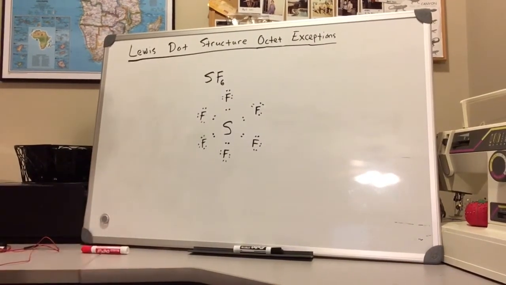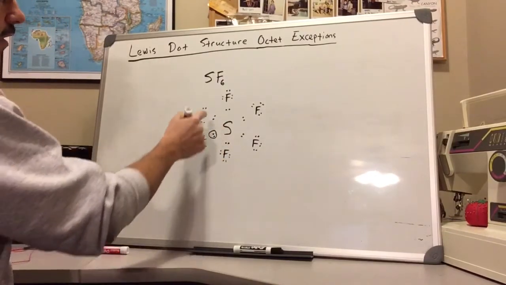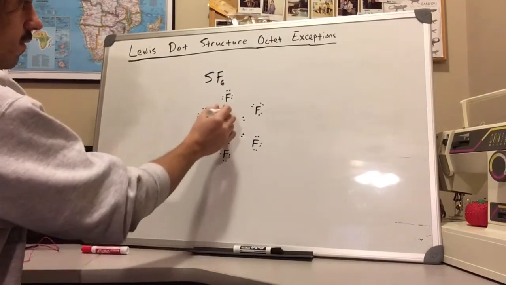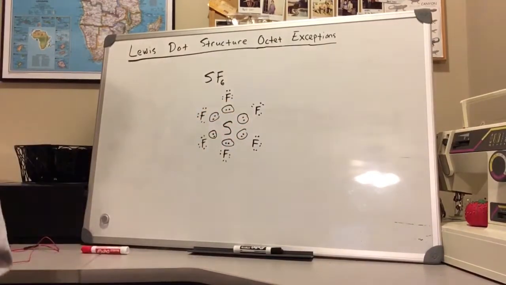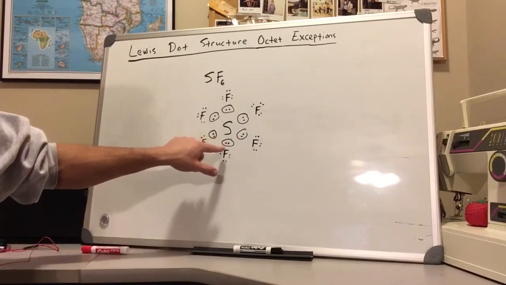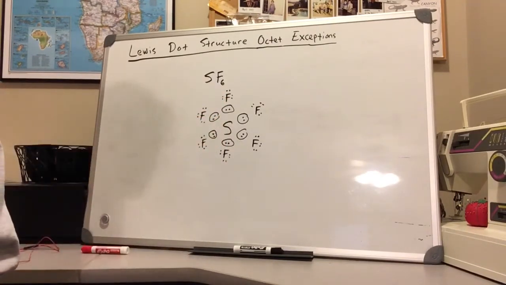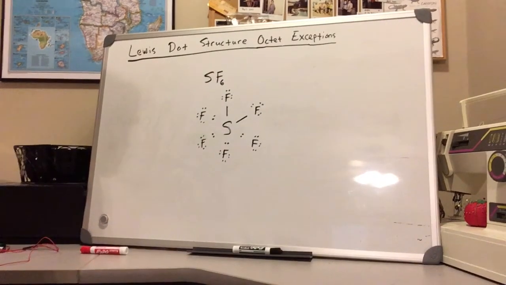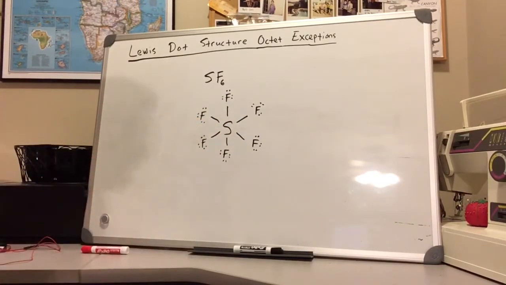In each of these instances, these 2 electrons are being shared by sulfur and fluorine. These 2 are being shared by sulfur and fluorine. These 2, these 2, these 2, and these 2. So all of these pairs are going to form a single bond between our central atom and each of these fluorines. And so what we have here is a sulfur atom covalently bonded to 6 fluorine atoms.